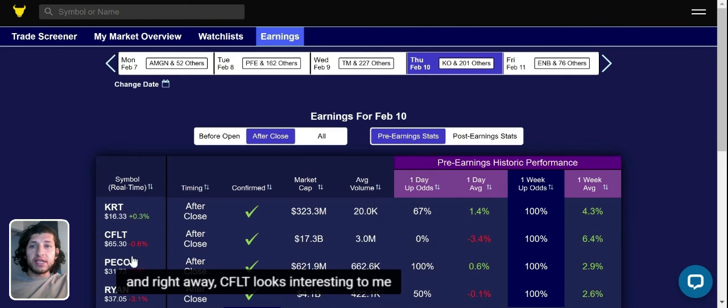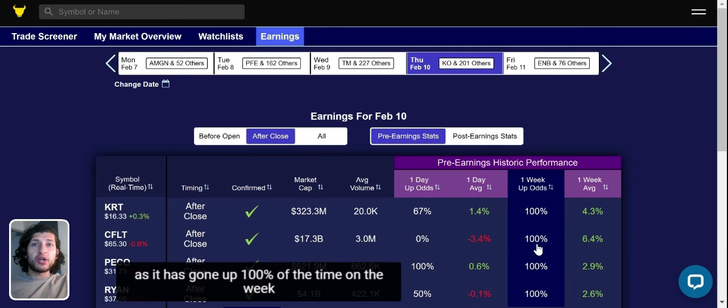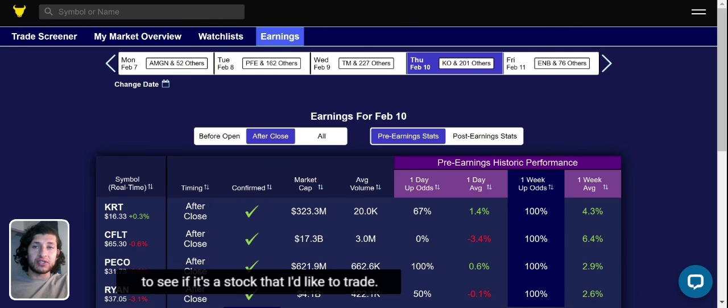And right away, CFLT looks interesting to me as it has gone up 100% of the time on the week leading up to its prior earnings, and the average 1-week move has been significant, moving up 6.4% on average. Again, like in the last one, this would essentially be an indicator for me to do more due diligence on the stock to see if it's a stock that I'd like to trade.